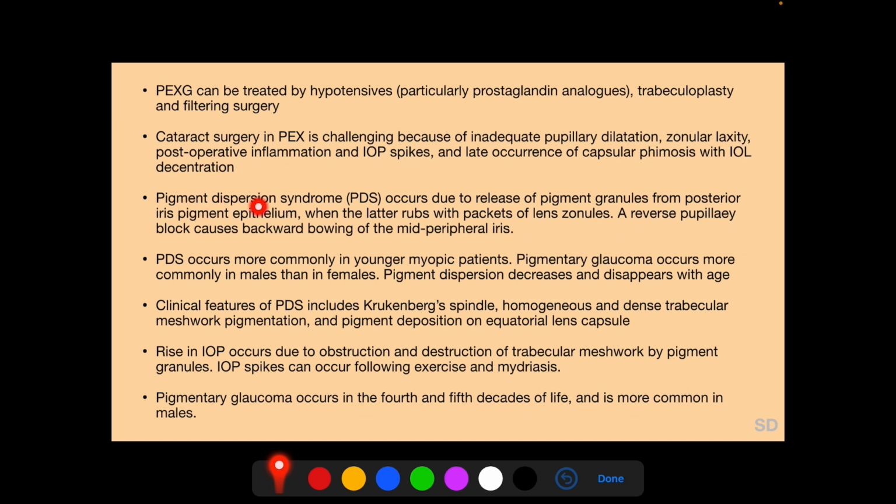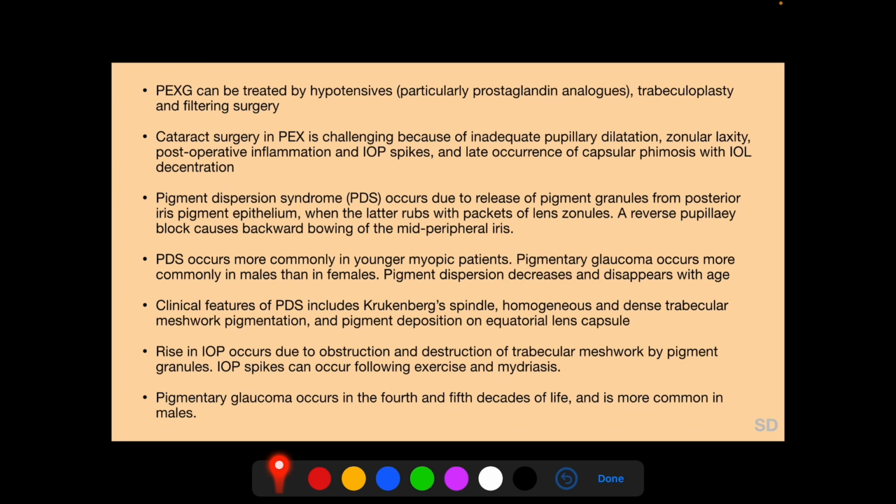Pigment dispersion syndrome occurs due to release of pigment granules from the posterior surface of the iris when the posterior iris surface rubs with the zonular apparatus of the crystalline lens. A reverse pupillary block causes backward bowing of the mid-peripheral iris. Pigment dispersion syndrome occurs more commonly in younger myopic patients. Pigmentary glaucoma occurs more commonly in males as compared to females, and pigment dispersion decreases and disappears with age.